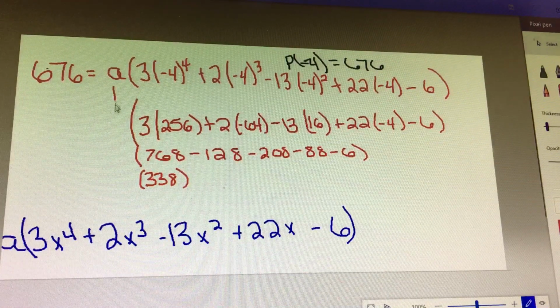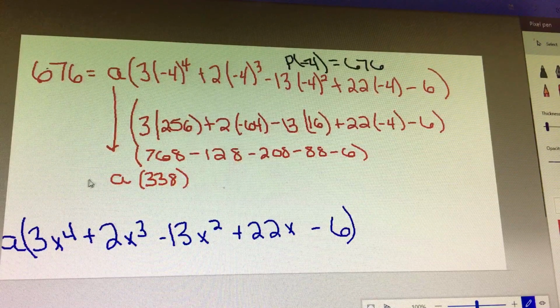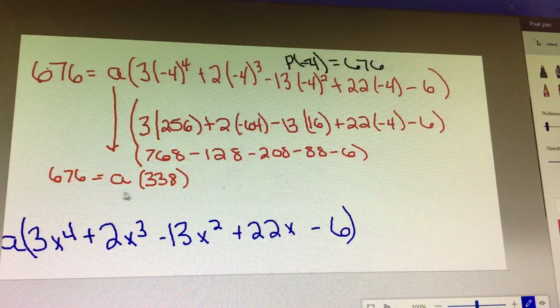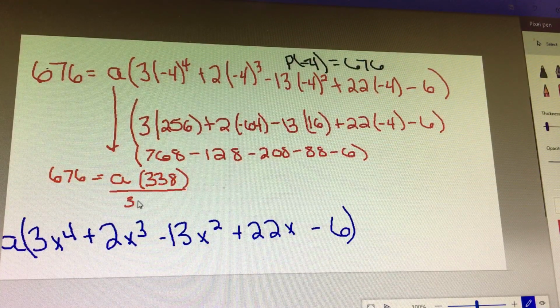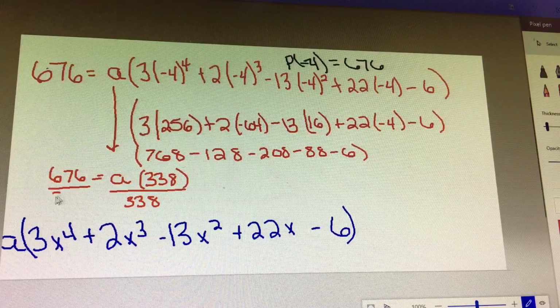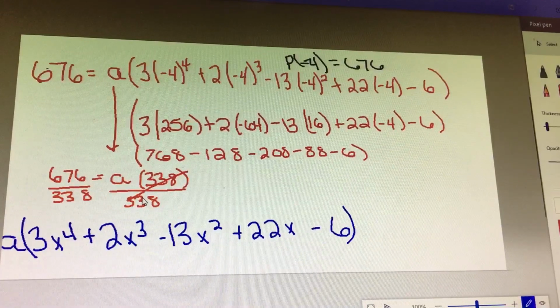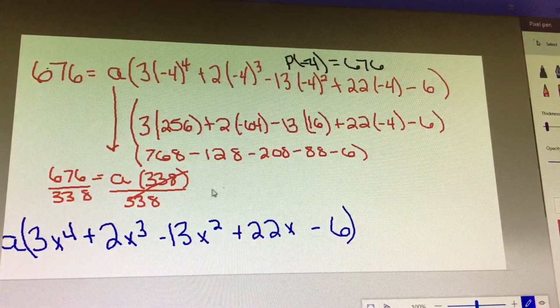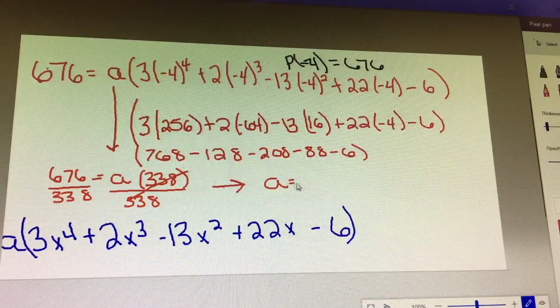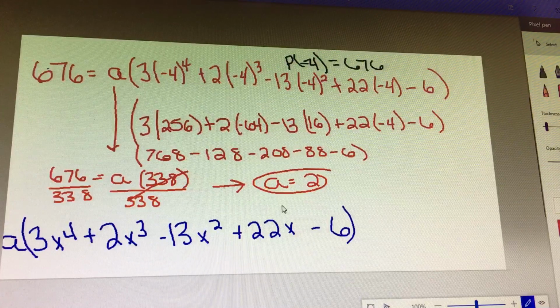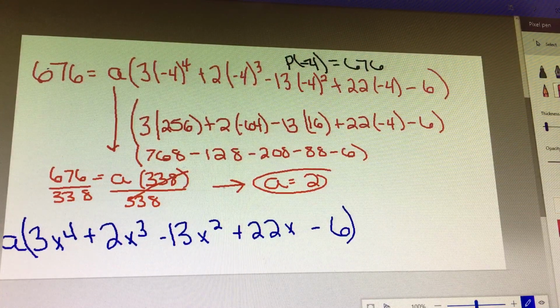All right, bring down that A and bring down that 676. Solve for A. Divide by 338. Well, it just so happens that 676 divided by 338 is 2. So I get A equals 2. Now I have my A value. I am almost to the finish line. So I have my function and I have my A value, so now I'm going to get my final function.